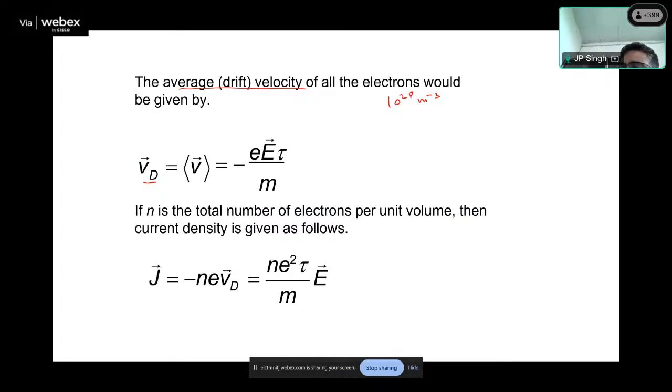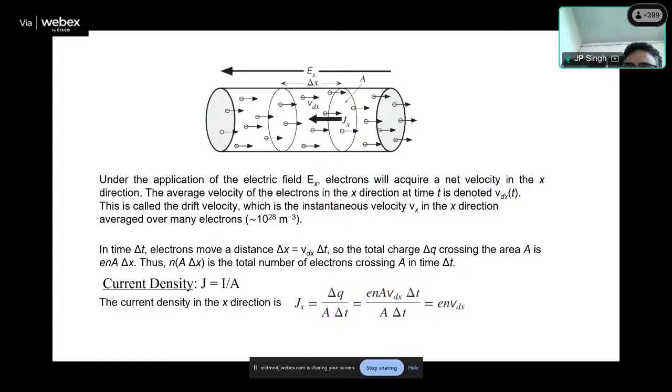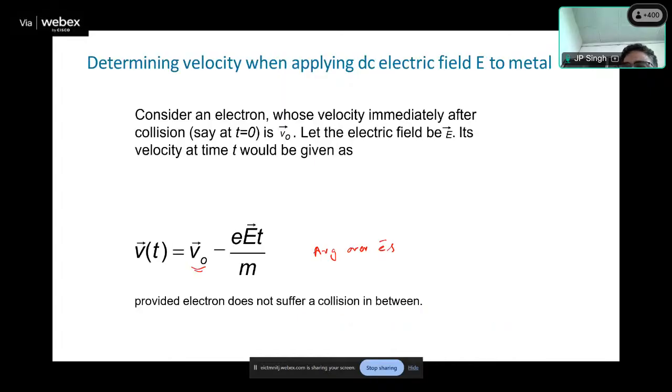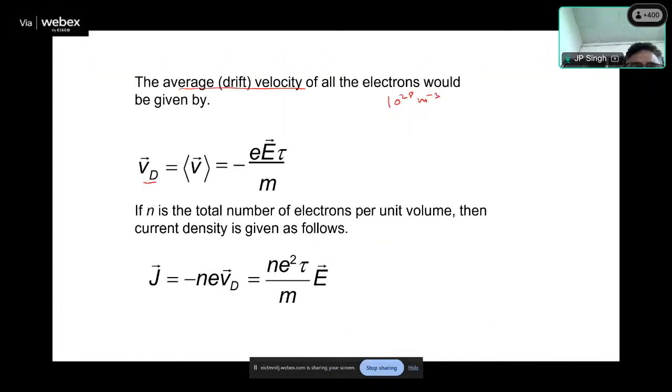Now we have already deduced before that if I apply the electric field, J, the current density, Jx, is simply N e times Vdx. If I equate both, putting in the value of the drift velocity here, I get the current density as a function of the electric field. So what we learned is that the current density is actually in the direction of the electric field.